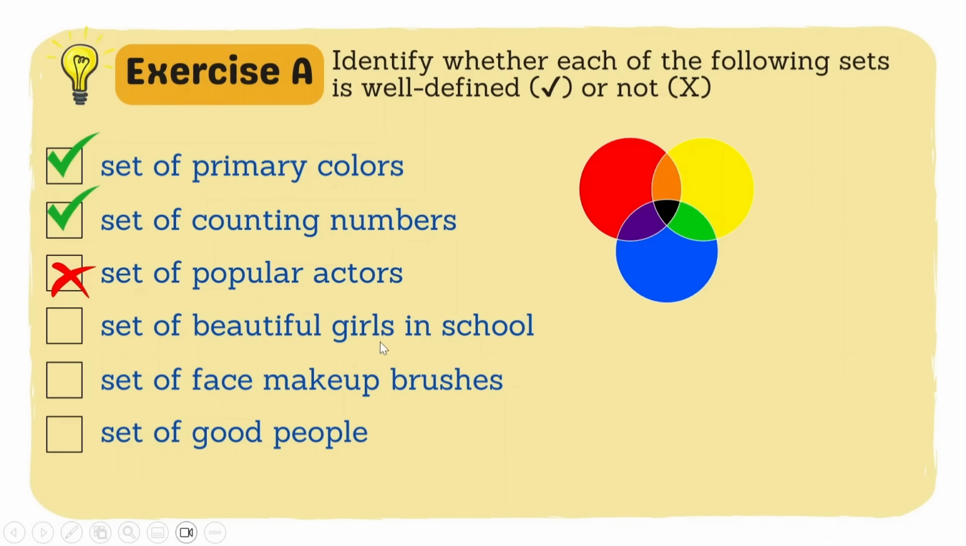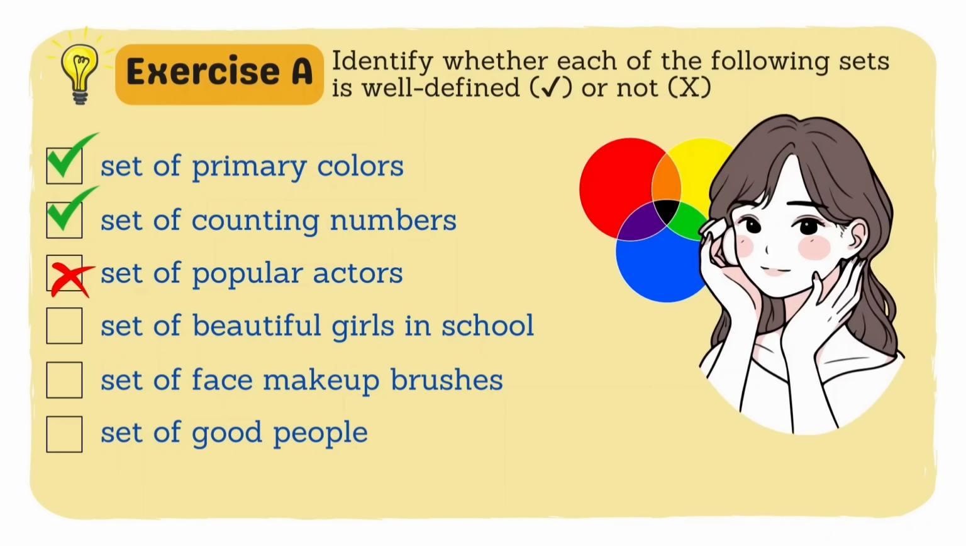Next, set of beautiful girls in school. Okay, ano po ito? Well-defined po ba or hindi? Okay, so magkakaiba naman po tayo ng paningin. Pwedeng sa isang classmate mo, maganda siya, pero sa'yo, meron pang mas maganda sa kanya, kaya hindi po siya well-defined.